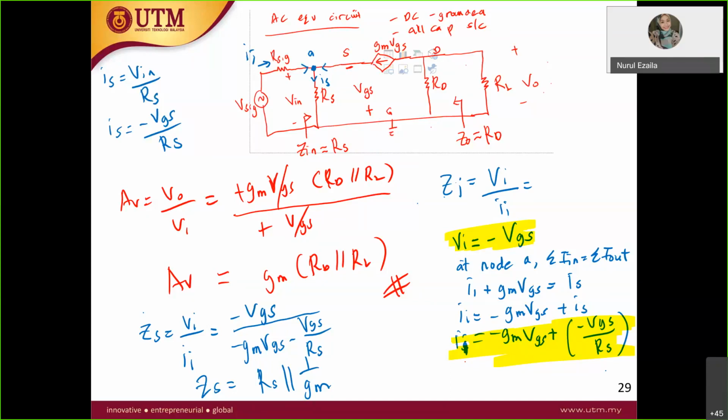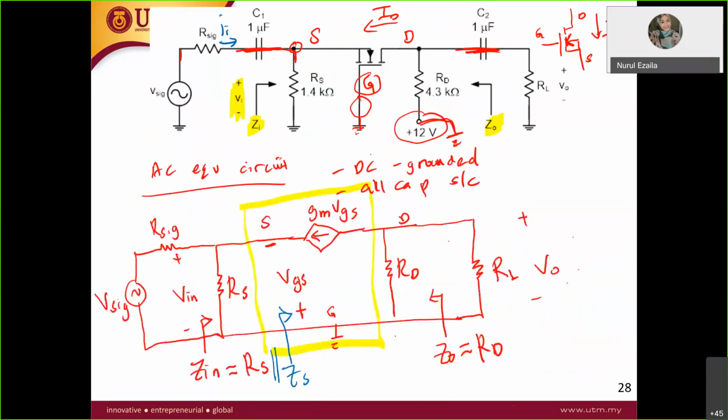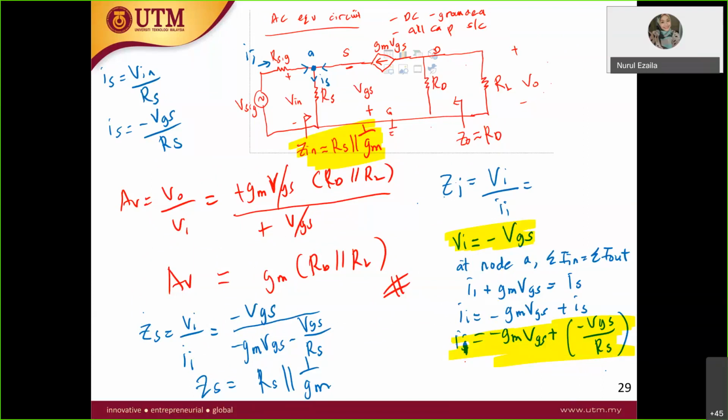Z in is equal to RS parallel 1 over GM. So this is how you get the Z in for common gate. Not this one, this was wrong. This one is how you get it for the common gate.